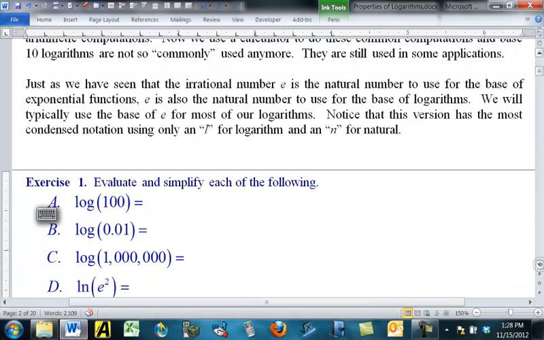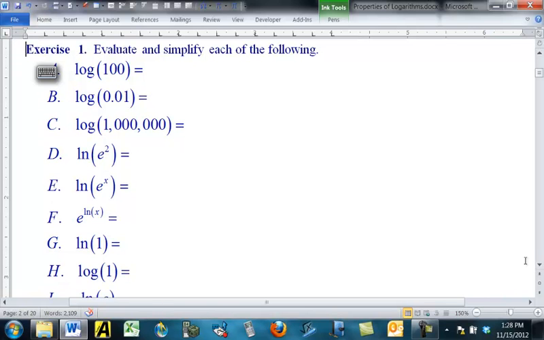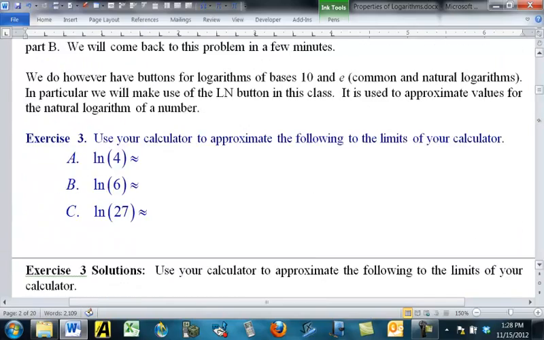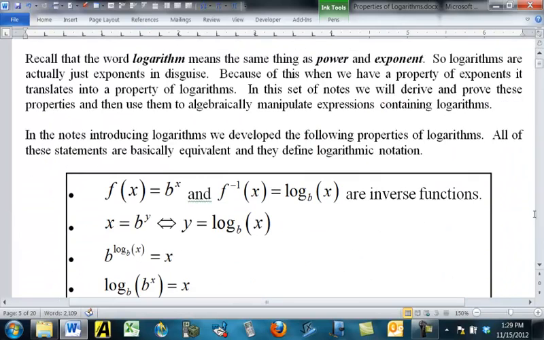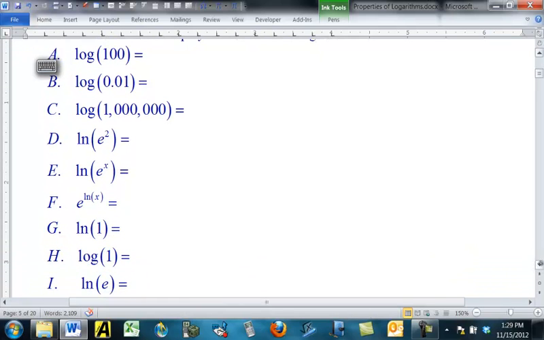So let's see if we can apply some of our basic properties that we've already seen to do these. We want to evaluate and simplify these different basic expressions. They all involve either common or natural logarithms. So it's just applying our basic defining rules of logarithms that we saw in that box up here, along with knowing that the base is e or 10. So see if you can work these out and come back when you're finished. Press pause now.